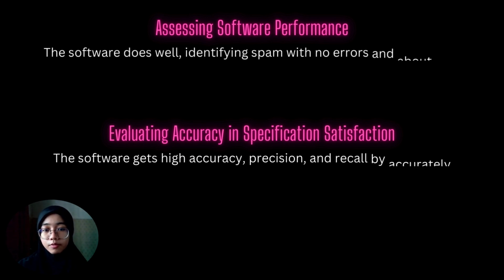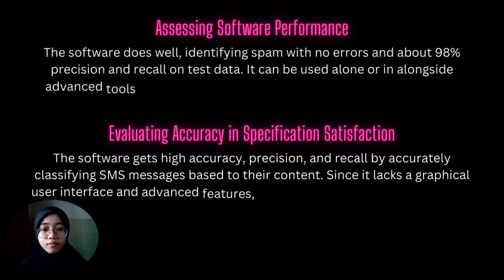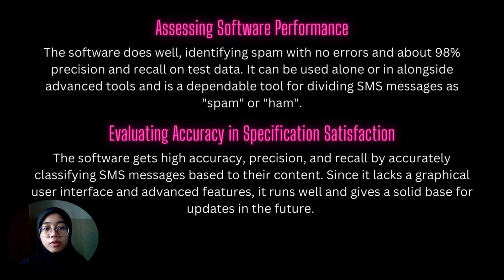For assessing software performance, the software does well, identifying spam with no errors and about 98% precision and recall on test data. It can be used alone or alongside advanced tools and is a dependable tool for dividing SMS messages as spam or ham. For evaluating accuracy in specification satisfaction, the software gets high accuracy, precision, and recall by accurately classifying SMS messages based on their content. Since it lacks a graphical user interface and advanced features, it runs well and gives a solid base for updates in the future.